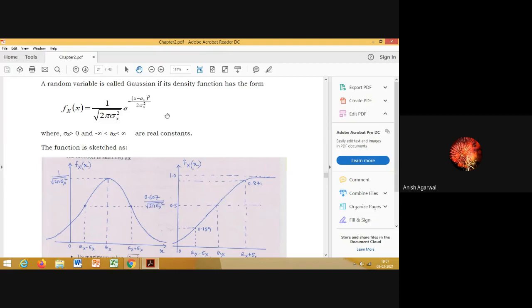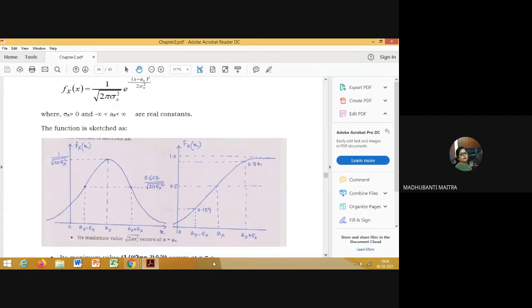Yes, ma'am. So in this case, this is the center point of this bell-shaped curve. Why am I calling it a center point? Because at this particular point, when x is equal to ax, the bell-shaped function reaches its maximum. So this is the maximum value, right? That's why this value is generally called the mean value of this density function. Mean value of this density function, number one.